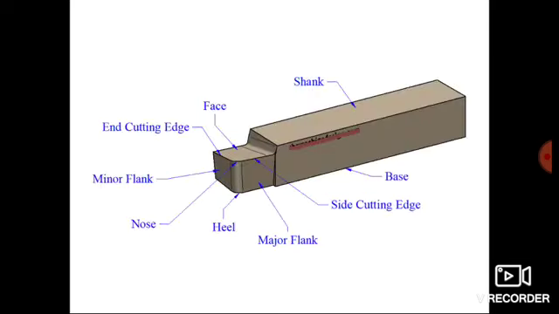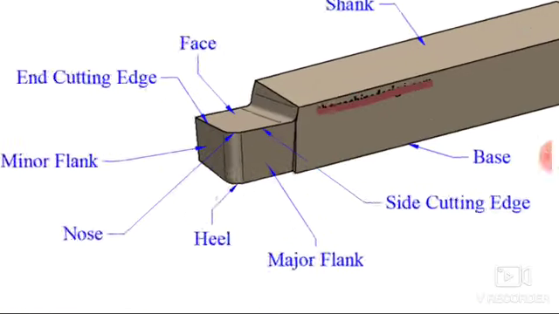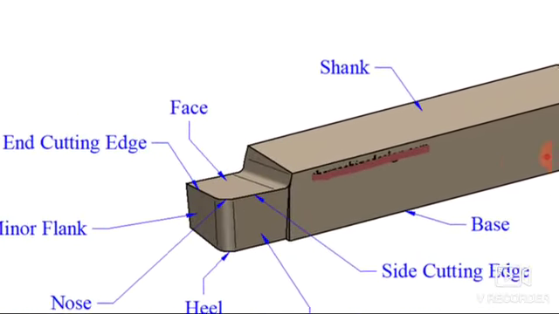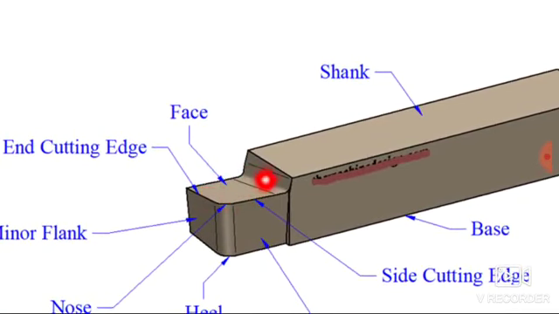So this is the CAD model of a single point cutting tool, which is showing its different parts. Now this portion is known as the shank of the cutting tool. So the shank is nothing but the major body of the cutting tool. Then this portion is known as the face of the cutting tool. The surface over which the chip flows during the machining process is known as the face of the cutting tool.